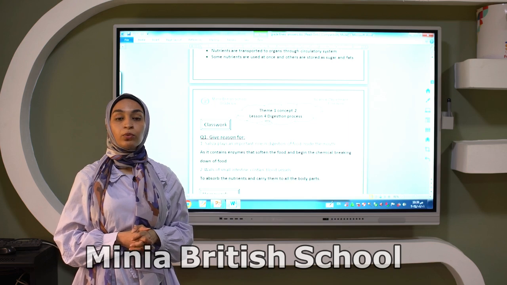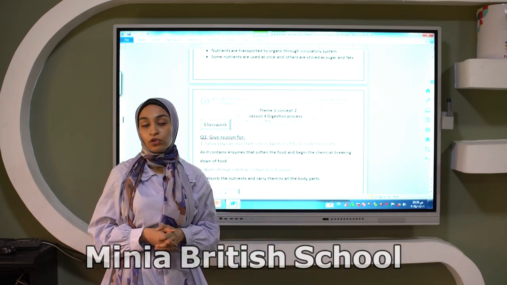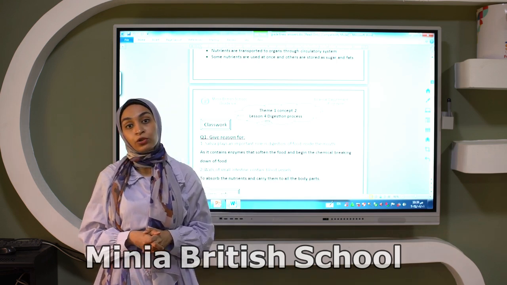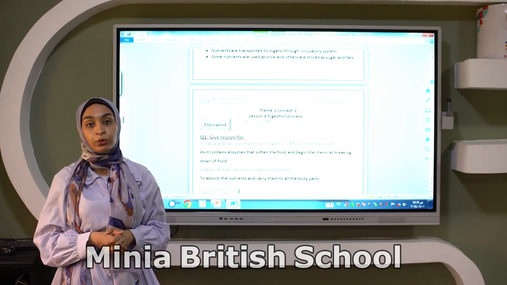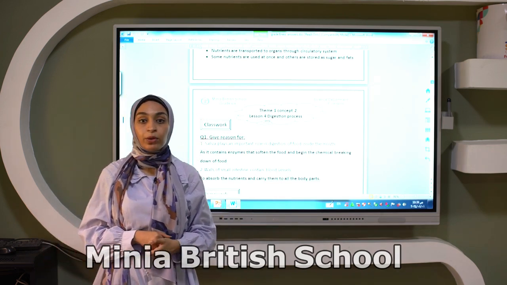So today we talked about lesson 4, the digestive system, the digestion process, the function of it, the structure, and the function for each organ, and ending with transporting nutrients. Then we answered some questions in the booklet about this part.